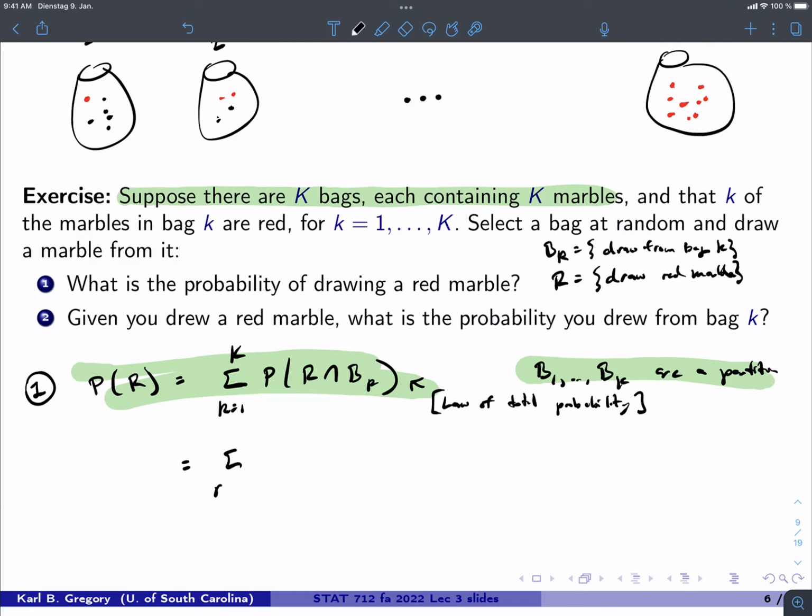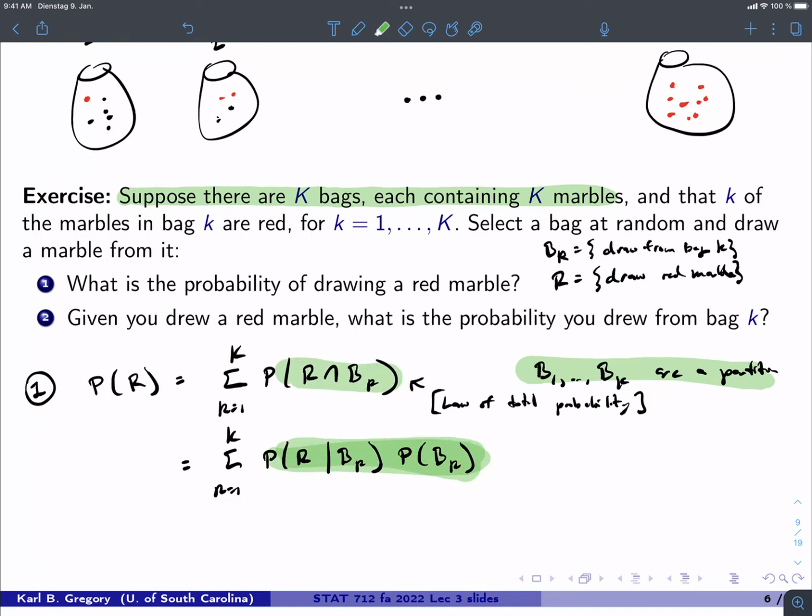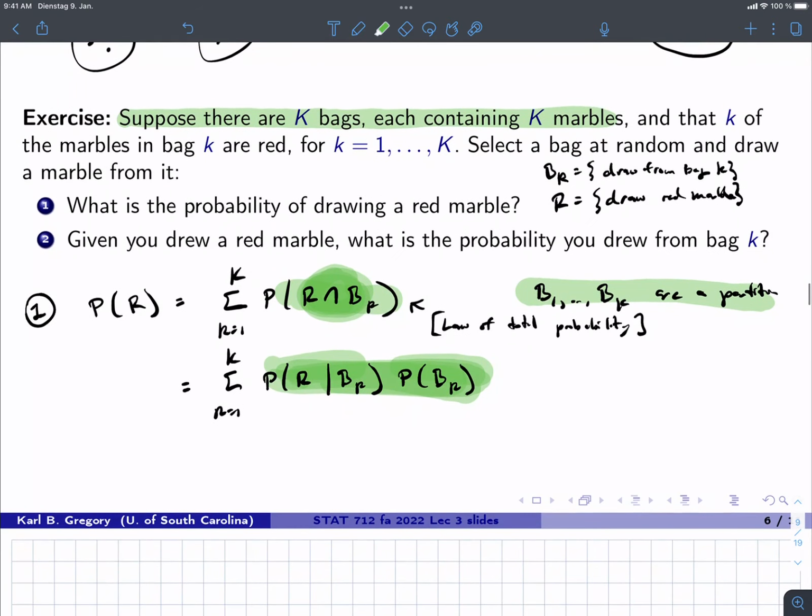I can rewrite each event in that sum as a conditional probability times an unconditional probability. This is a super useful trick. It's not really a trick, it's a super useful fact that we use. I can always write an intersection probability as the product of a conditional and an unconditional. We do this all the time.